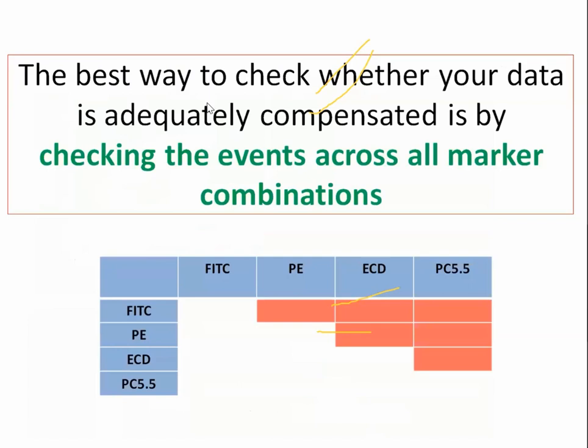The best way to check whether your data is adequately compensated and perfect is to check combinations. So you check FITC with PE, FITC with ECD, FITC with PC5.5. You check PE with FITC, PE with ECD, PE with PC5.5. So if you check multiple combinations, and there is a spillover or the data is uncompensated, you will get that arrow mark. And then you need to compensate it correctly. That is how you can check.